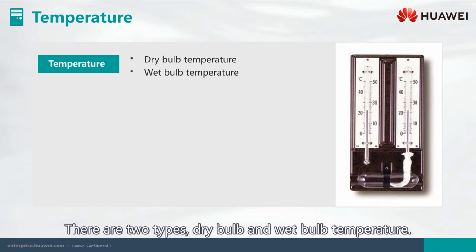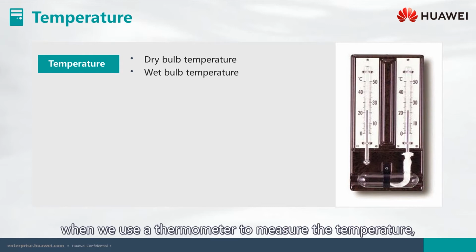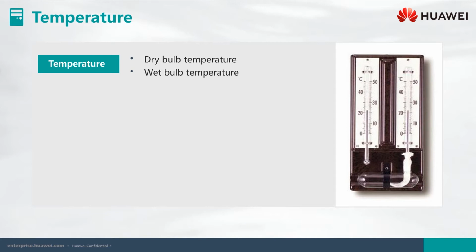There are two types, dry bulb and wet bulb temperature. Dry bulb temperature is well known. When we use a thermometer to measure the temperature, that's dry bulb temperature. To measure the dry bulb temperature, the thermometer and the air exchange heat. And when their temperatures are balanced, the value given is the air temperature.